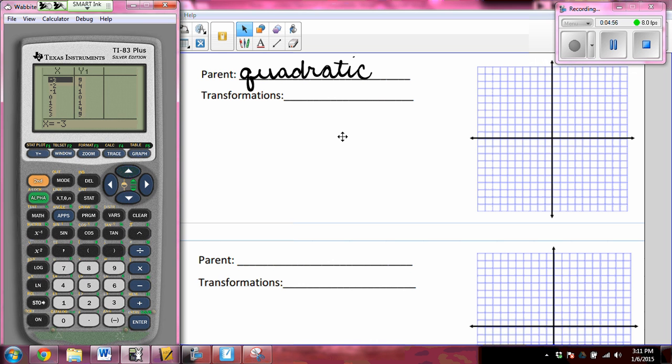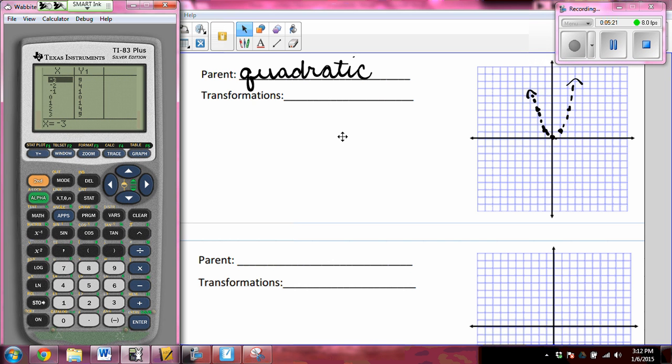I have negative 2, 4. And I have negative 1, 1, 0, 0, 1, 1, and 2, 4. And this is the parent function. That's why I'm dotting it.